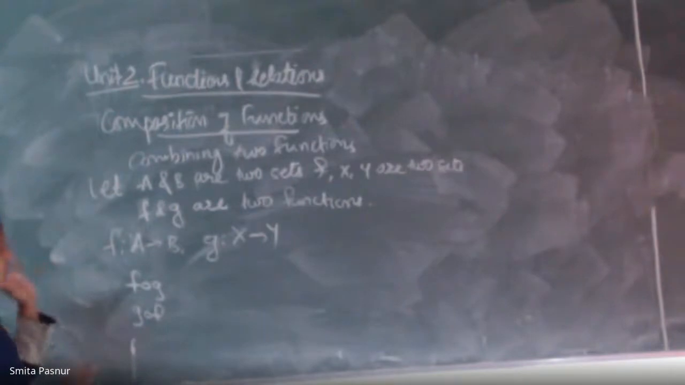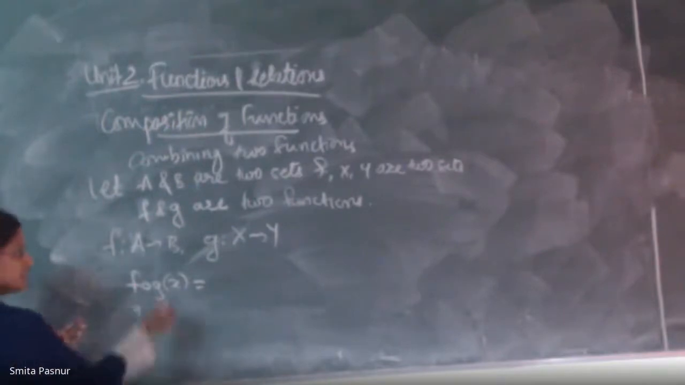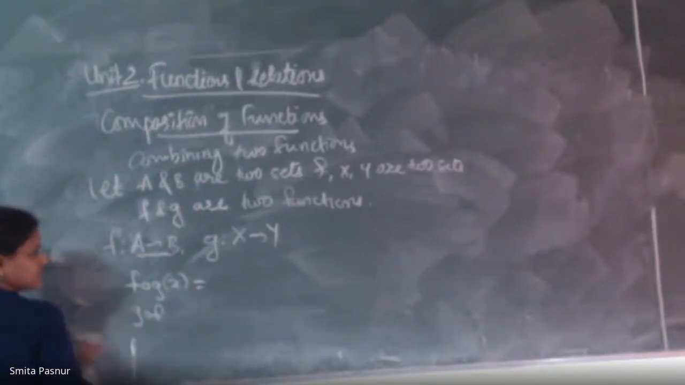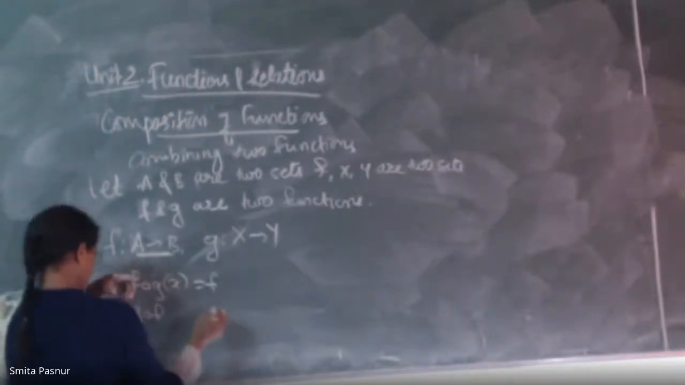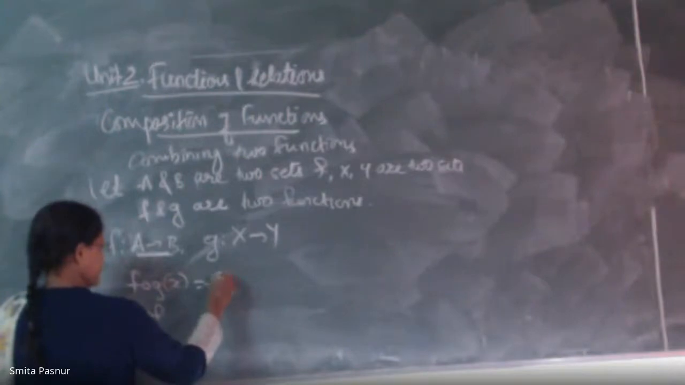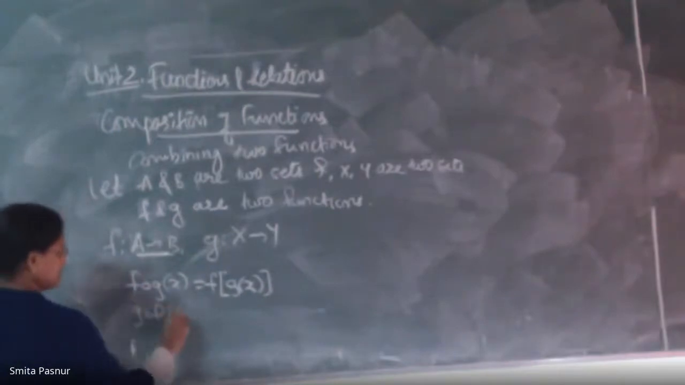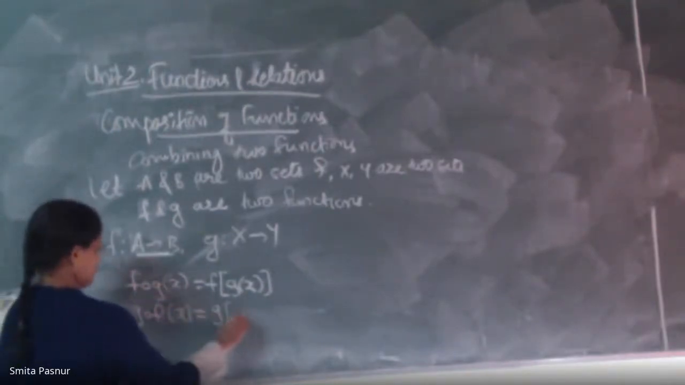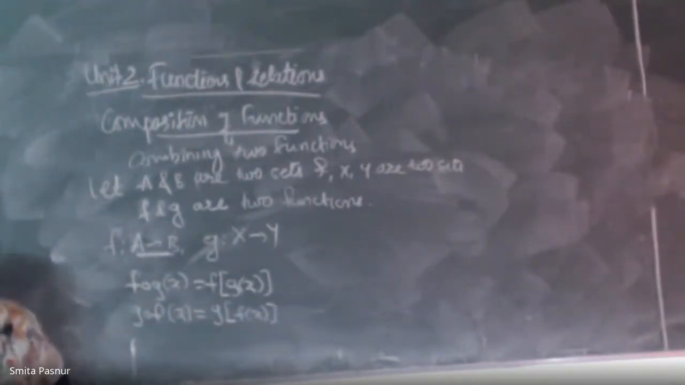Then the formula for this composition is, of some element X, which is present in these two sets. Got it? So how are you going to write it? F composition G of X equals F of G of X, and G composition F of X equals G of F of X. This is how we are going to get the composition.